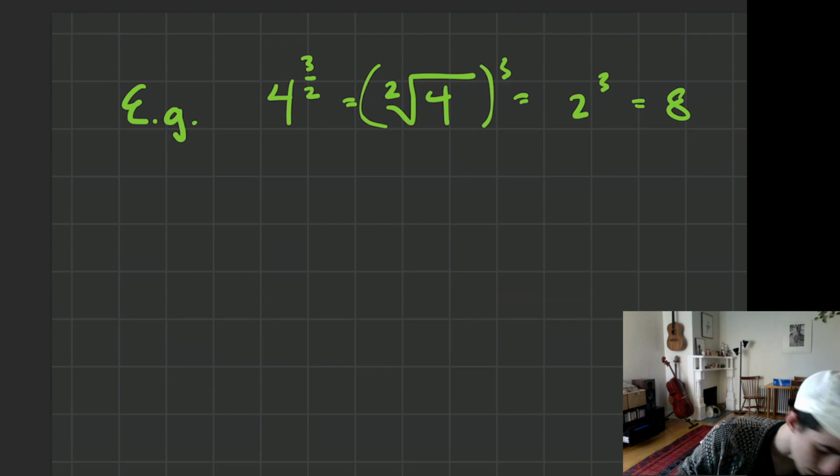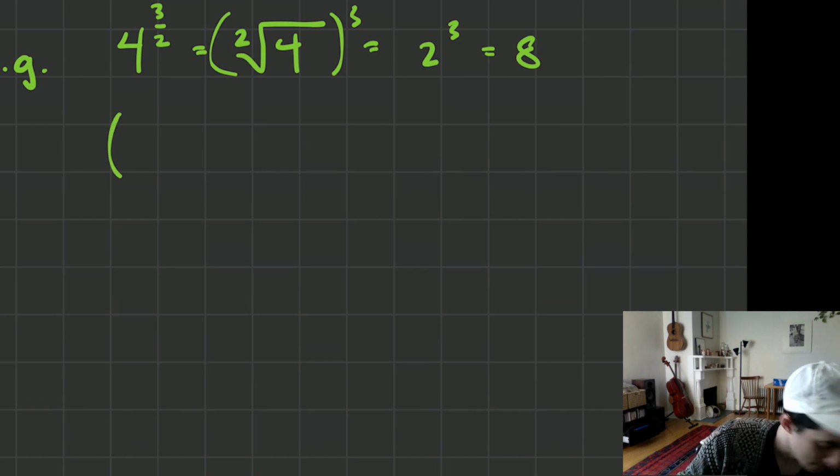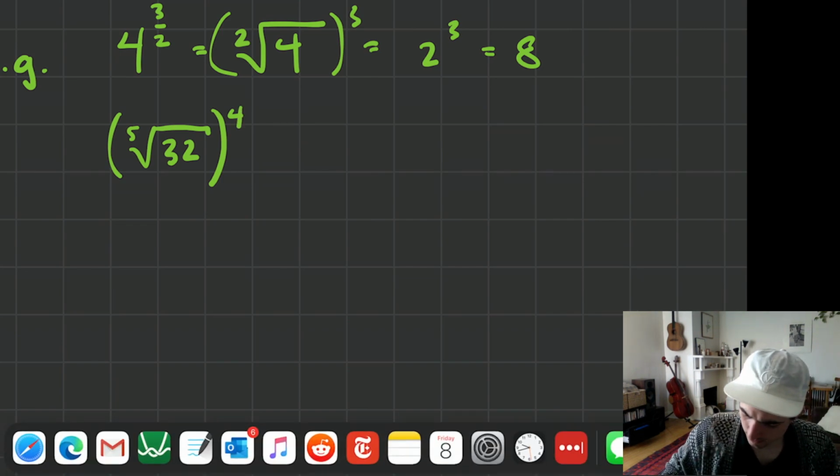How about this one? We're just gonna go through these ones in the book here. I like these ones here. So this is the 5th root of 32 to the power of 4. Okay, give you another minute to do that one.